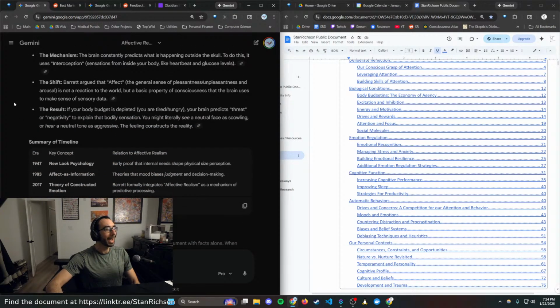Barrett argued that affect, the general sense of pleasantness or unpleasantness and arousal, so this is valence, and this is like the magnitude. So valence is good or bad, and then by how much, that's arousal. It is not a reaction to the world, but a basic property of consciousness that the brain uses to make sense of sensory data. If your body budget is depleted, you are tired or hungry, your brain predicts threat or negativity to explain that bodily sensation. You might literally see a neutral face as scowling or hear a neutral tone as aggressive. The feeling constructs the reality.